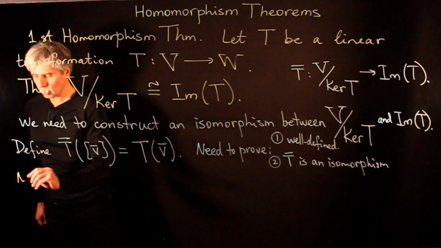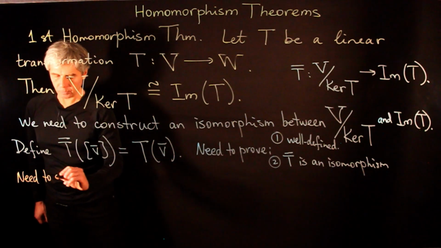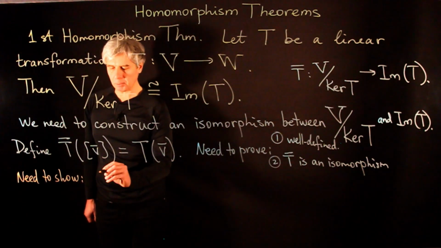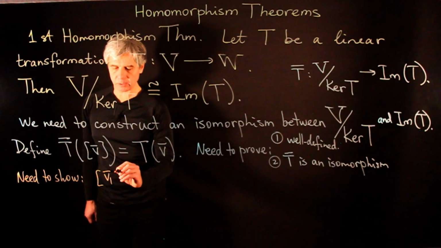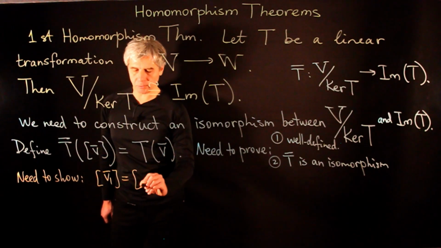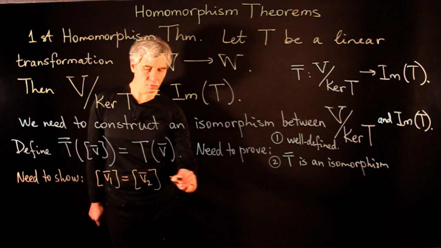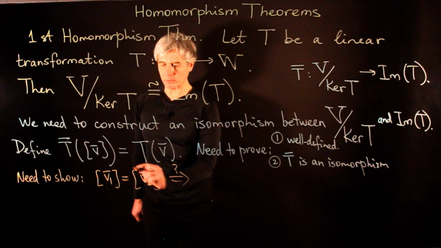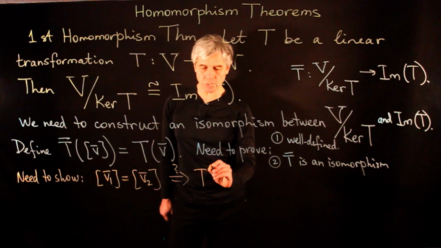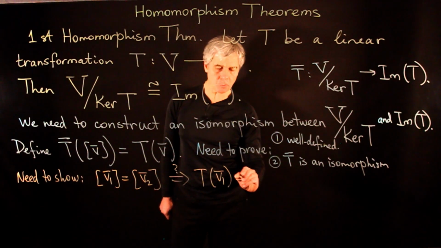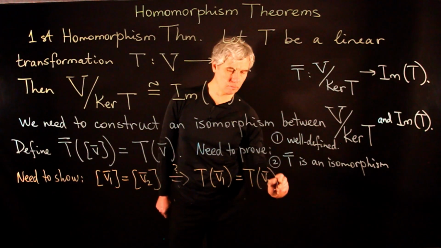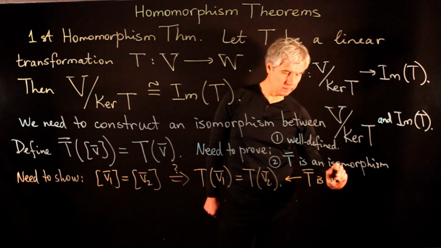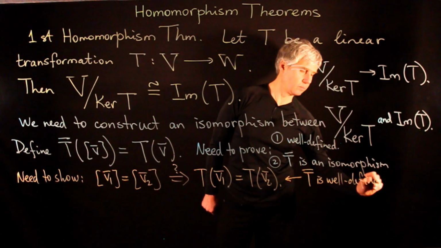So what we need to show is that if we take two different representatives of the same equivalence class, so if the equivalence class of v1 is equal to equivalence class of v2, then we need to show that the right-hand side does not depend on the choice of a representative in this equivalence class. So we need to show that T of v1 will be equal to T of v2. So this is what it means for T bar to be well defined.